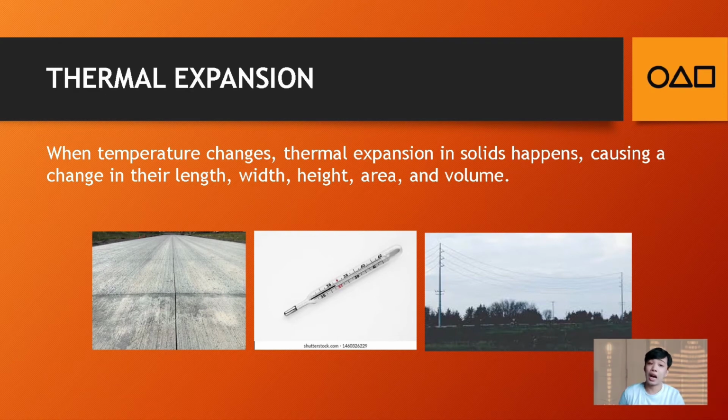Another example would be the gaps between the cement road. Those gaps are intended to be there to prevent the road from cracking during hot days. Because we all know, once a certain object is subjected to high temperature, it expands. That's why there are gaps between the blocks in the road to prevent the road from cracking. Another one is during sunny days or during summer. If you have observed that most of the cable lines are sagging down, it's because they are expanding.